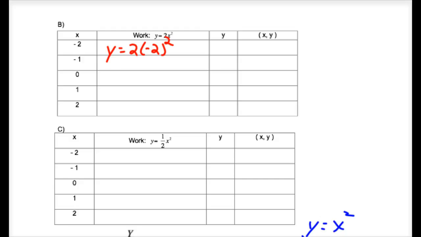And then, who can give me the y value for that? Try to do that in your head. 8. Agreed. The point negative 2, 8. Okay, let's do the other ones. Y equals 2 times negative 1 squared. Notice, that's 1 times 2, does that make 2, guys? Are you multiplying? Yes. What's your question, Bob?